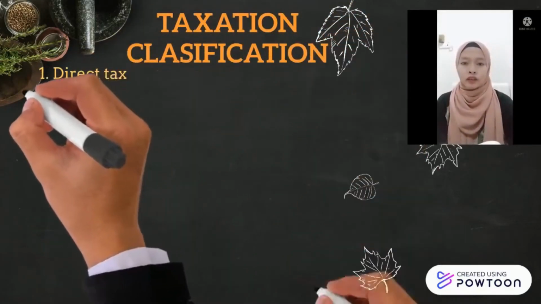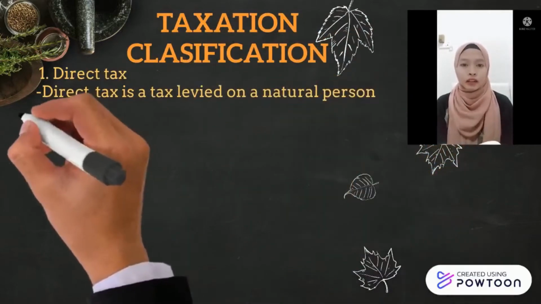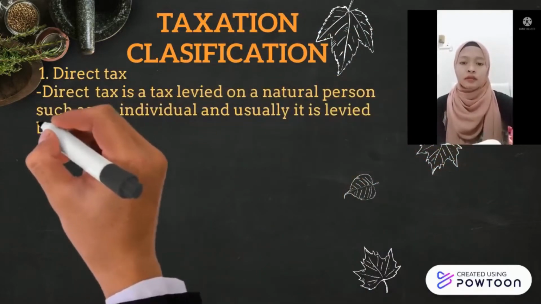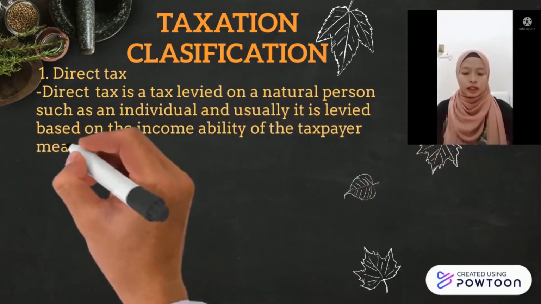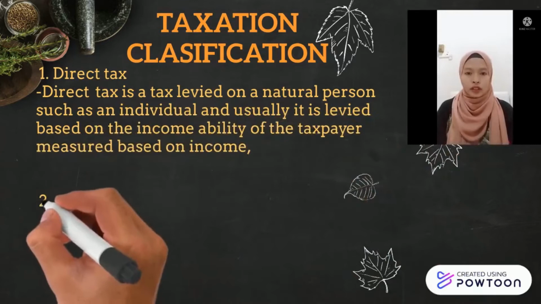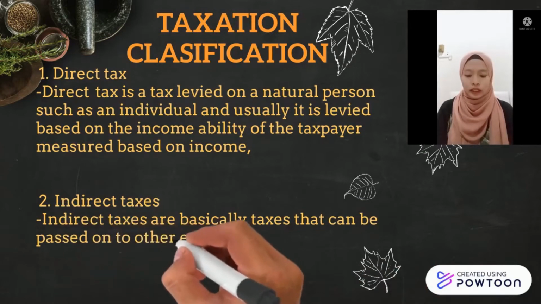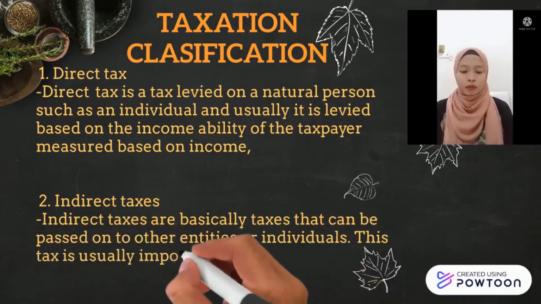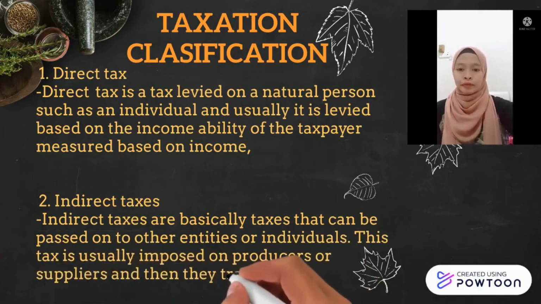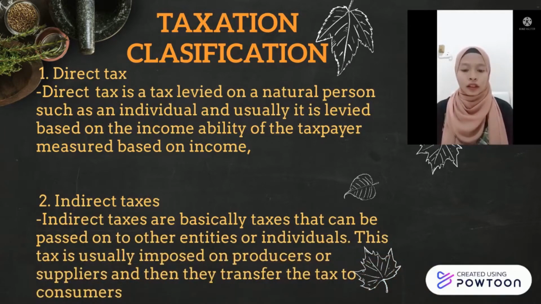Taxation classification is divided into two parts: first, direct tax and indirect tax. The direct tax is a tax levied on a natural person such as an individual, and usually it is a levy based on their income, the ability to pay measured based on income. The indirect tax is basically a tax that can be passed on to another entity or individual. This tax is usually imposed on the producer or supplier, and then they transfer the tax to the consumer.